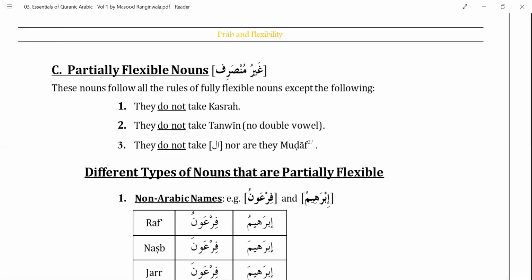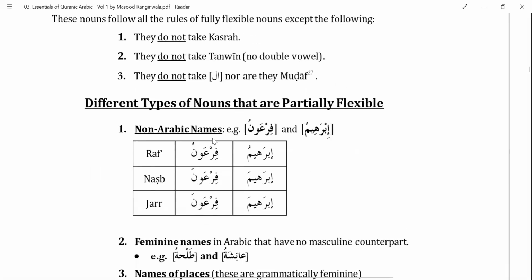In jar you will not have a kasra. They will not even take an L. This mudaf part I will explain later on when we do mudaf. Usually a mudaf is a word that does not have L. It does not even have tanween. And you can see here both the rules are listed, no tanween and no L. So it's specifically mentioned because you may confuse, this is not taking L, this is not taking tanween. A mudaf is a word which does not have al and tanween, but this word will not be a mudaf also. So those words are partially flexible.